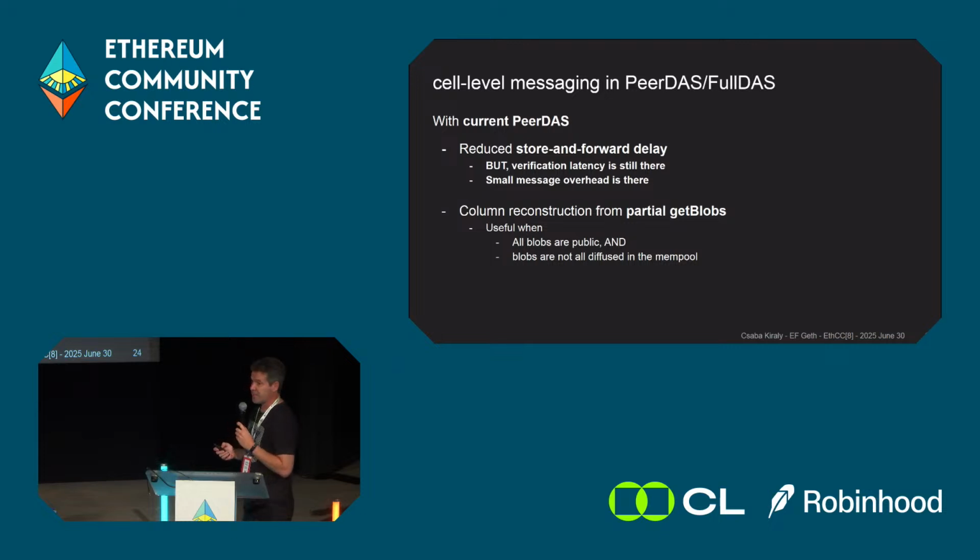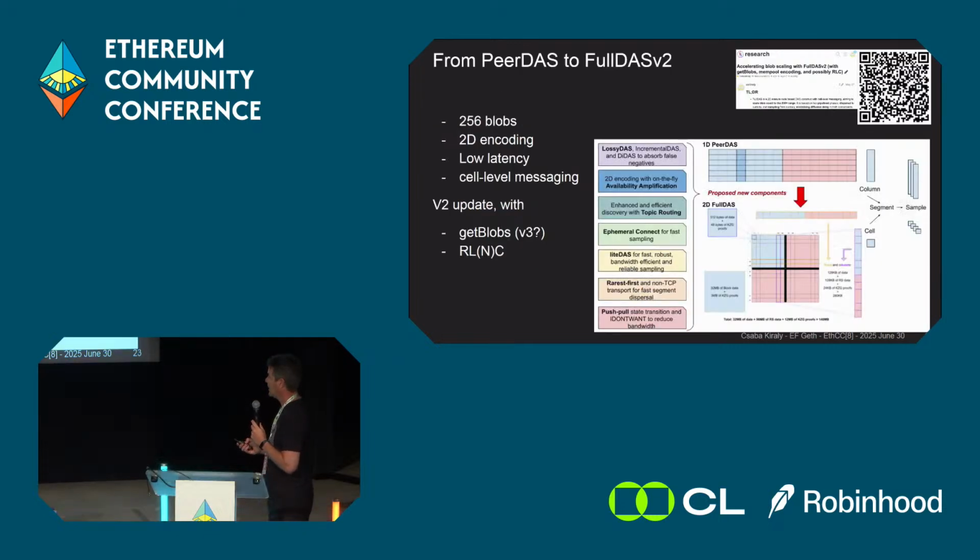The part that I want to speak about is what we call cell-level messaging. So cell-level messaging, as you see it written there, means that you are not just sending out large messages of columns, like we do today in PeerDAS, or entire rows, like we do not do currently, but you are considering the individual cell as a message.